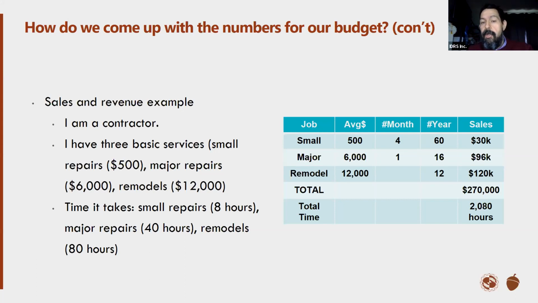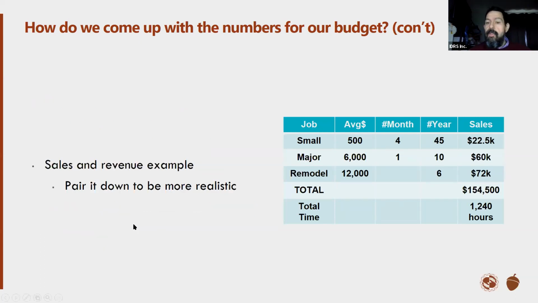So this is what allows you to go and check and say, okay, I came up with my initial numbers. How can I pare it down a little bit? Just as a pared down example, this is how we pared it down. So now it's 45, it's 10, it's 6. You could see the sales went down, but now he's only working 1,240 hours.